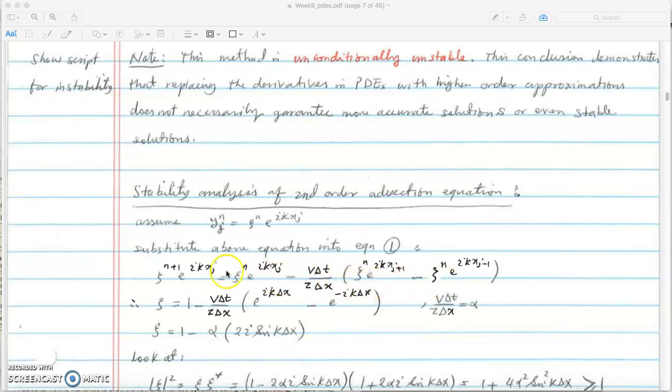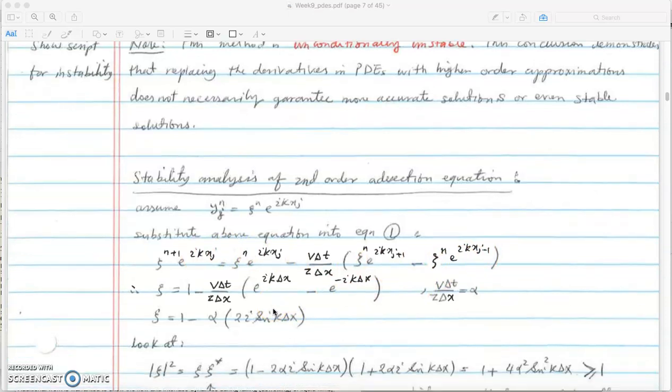We also cancel out exponential of ikxj. We have one here, one here. This one, xj plus 1, can be written as xj plus del x, and xj minus 1 can be written as xj minus del x. So then we can cancel out ikxj from both sides. And after we do this, what we get is the following.